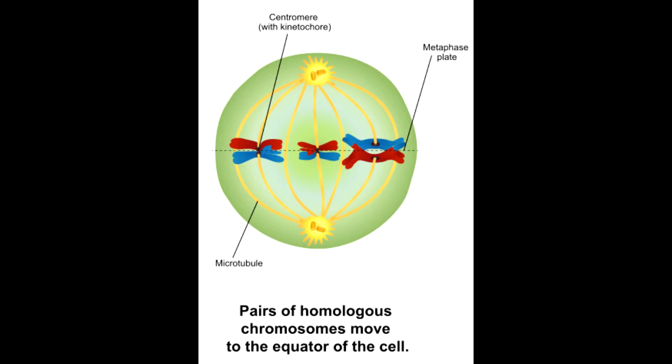During metaphase 1 of meiosis, paired homologous chromosomes line up across the center of the cell. As the cell moves into anaphase 1, the homologous pairs of chromosomes separate.